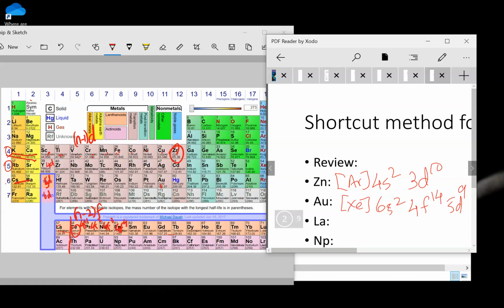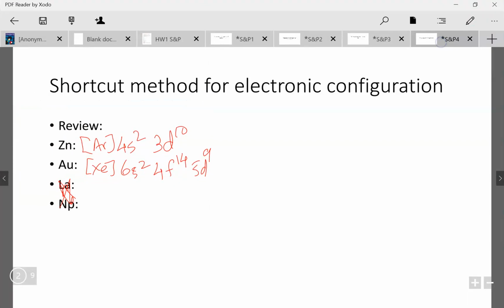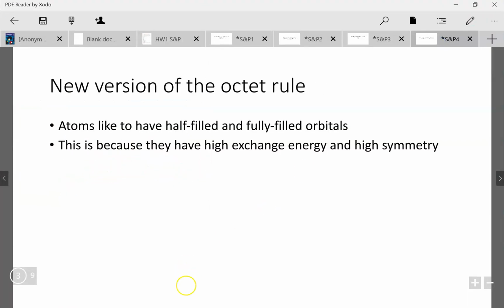We said we are not doing these two because of the inherent confusion. I'll only give you ones from the D block, or the P block, excuse me, to make that less confusing. Okay, so that was that.